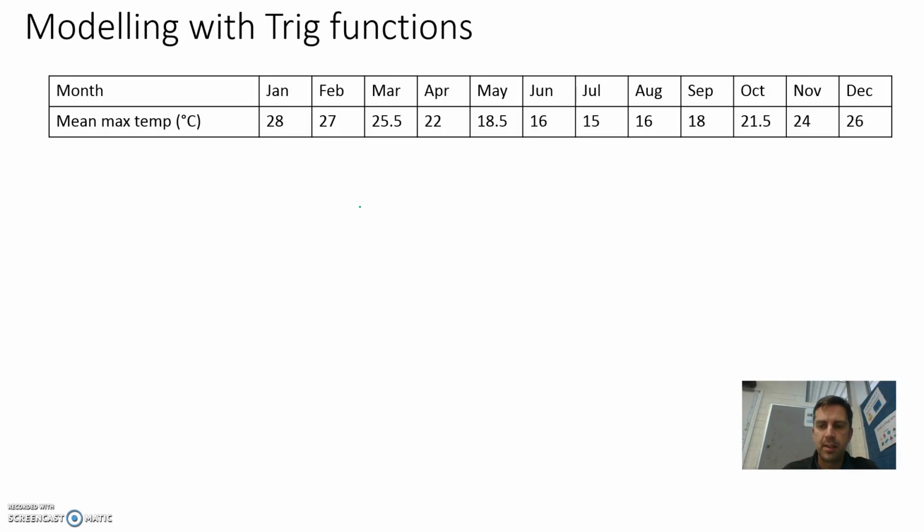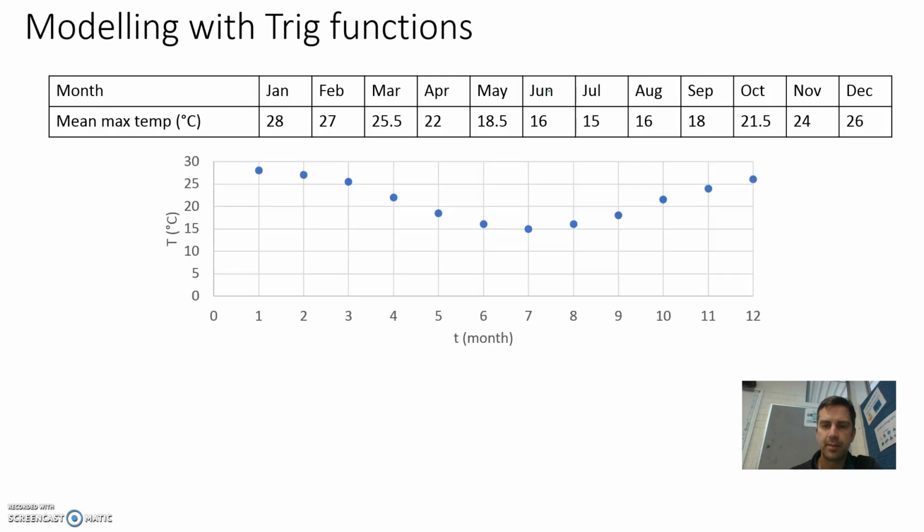Hi guys, so I just want to show you an example of how to create a model using a trig function. In this particular example, what we're looking at are the average maximum temperatures for a particular location over various different months. And we want to model that using a sine function. The first step in any question like this is to draw a graph of your data. So I've done that here.